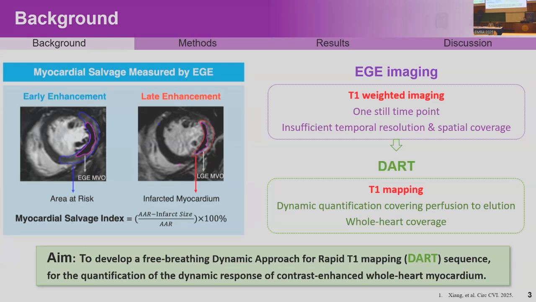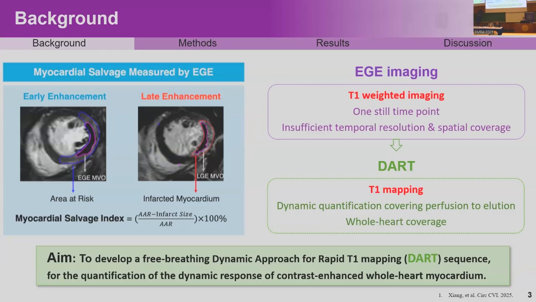Traditionally, early gadolinium enhancement imaging is a T1 weighted image, but for myocardial imaging, because of the variation of the heartbeat, we cannot get a very constant T1 weighted image. So we need T1 mapping to get more precise results.